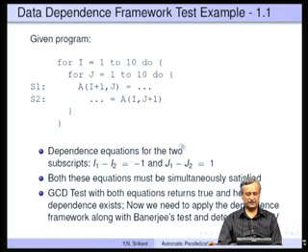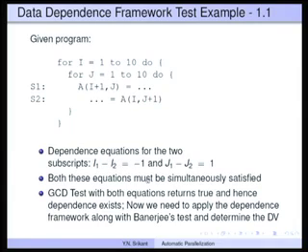The dependence equations for the two subscripts: I1 plus 1 equal to I2 is I1 minus I2 equal to minus 1, and j equal to j plus 1 becomes j1 minus j2 equal to 1. Both these must be simultaneously satisfied in order for the dependence to exist. The GCD test with both equations returns true. These things we have seen before, simple equations, and hence dependence exists. Now we need to apply the dependence framework along with Banerjee's test and determine the direction vector.